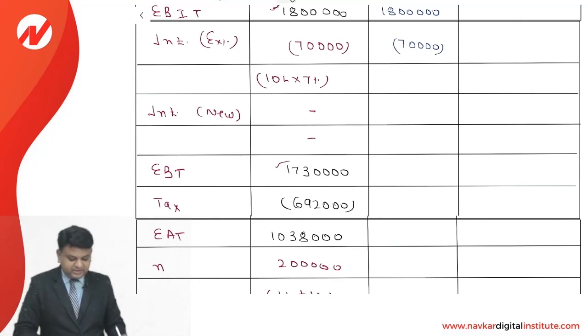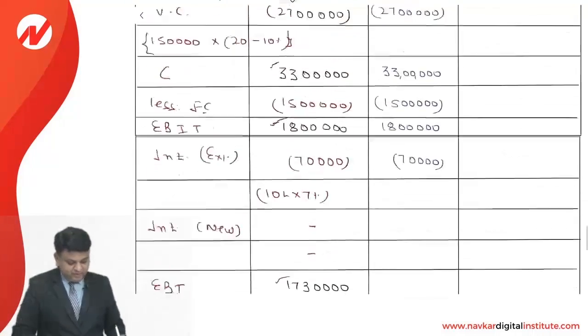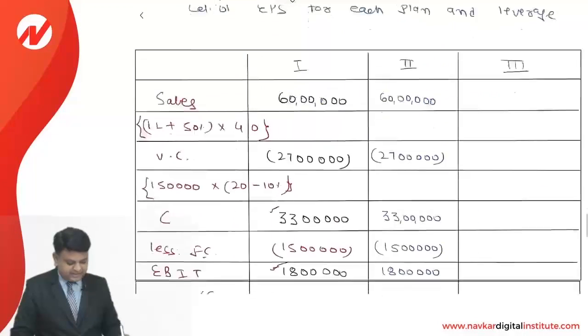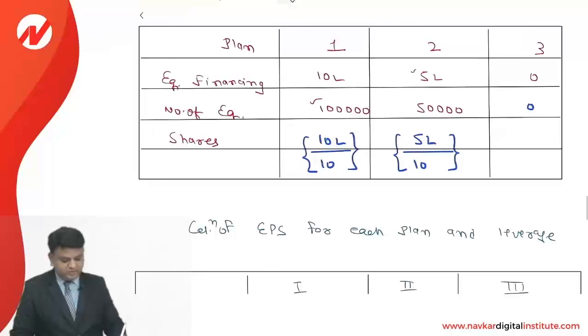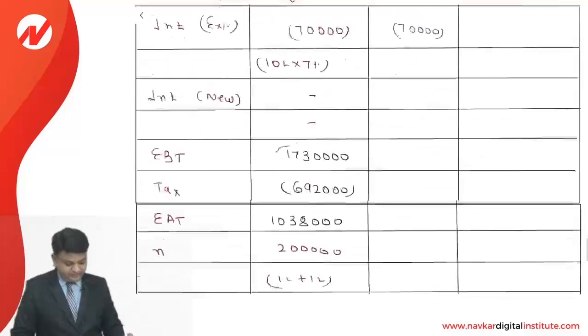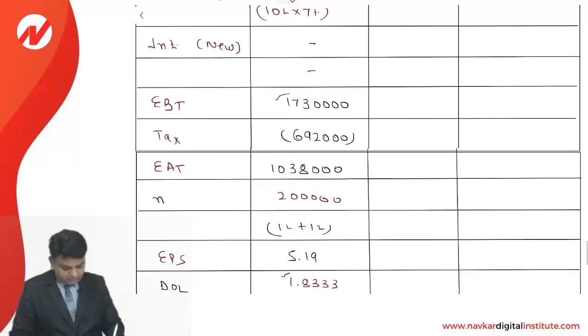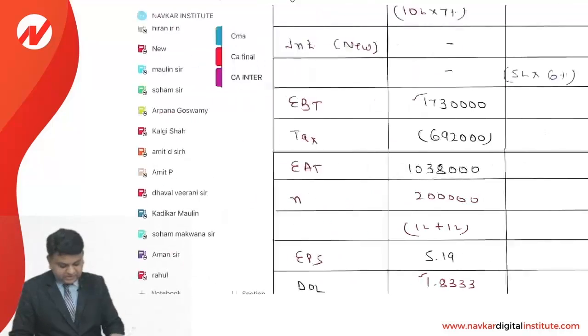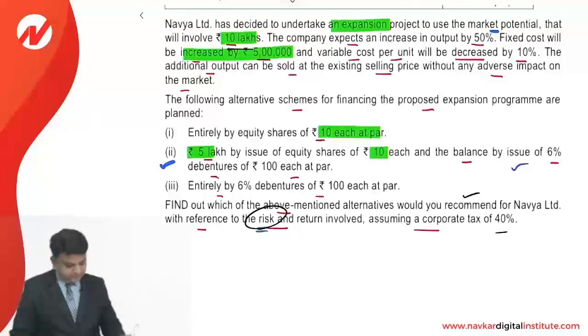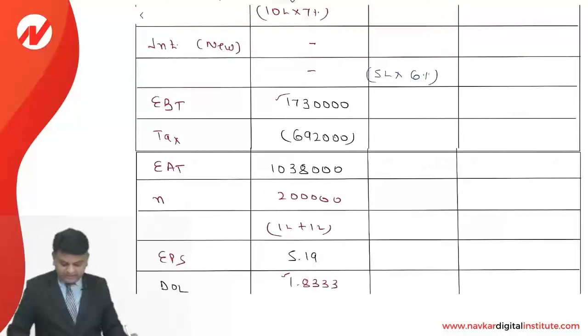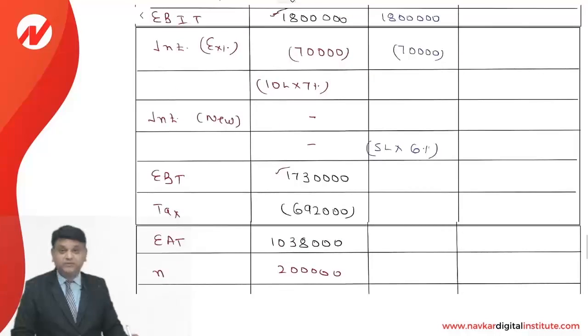As far as the new interest is concerned, we are going to have debt financing of rupees 5 lakhs, because 5 lakhs is going to be the equity financing. So the remaining 5 lakhs will be the debt financing. For that, the rate of interest is given to us as 6%. So it is 5 lakhs into 6%. That comes to an amount of 30,000.